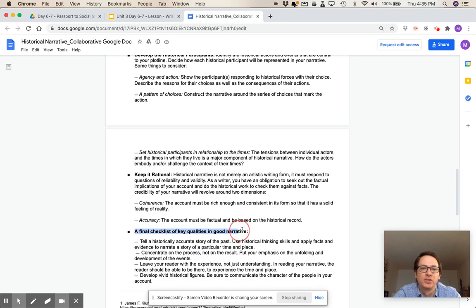is a final checklist of key qualities that a good narrative has. Remember, tell your story. Focus on the process. Do not get bogged down in historical details and analyses. Tell your story by focusing on the characters, the events they experienced, and the actions they took.